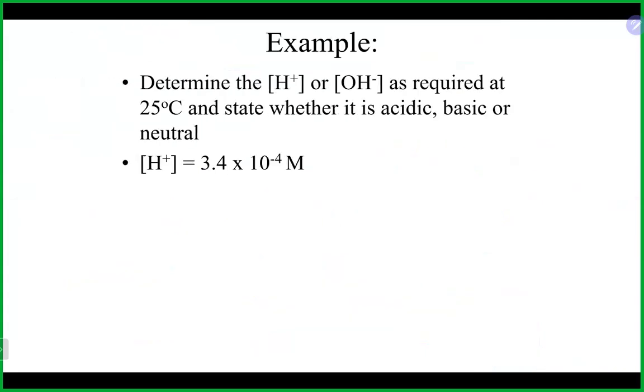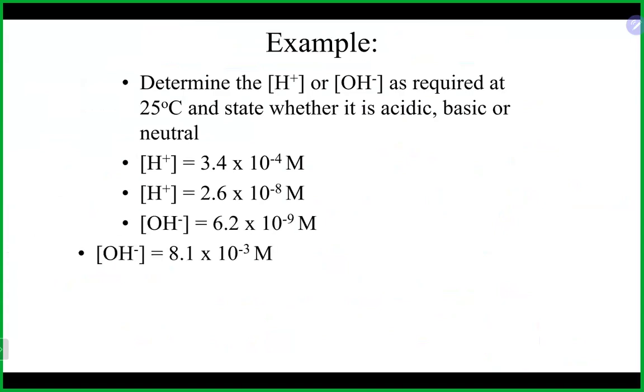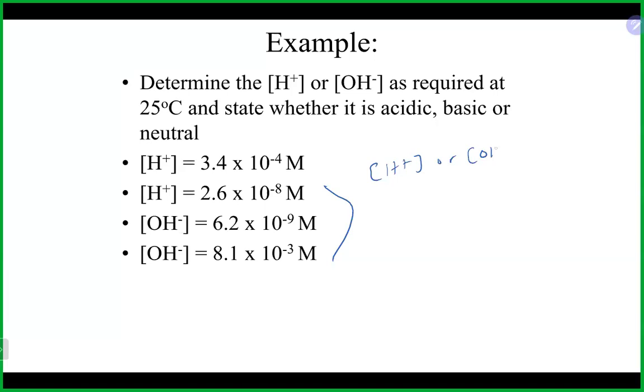All right, so I think we did the first one here. So why don't you do the others? And for these other three, we're looking for either the H plus or the OH minus, depending on which one's given to you. And is it acidic, basic, or neutral? So take a few moments for each of these and calculate what you come up with. So obviously for the first one here, we're looking for the OH minus. And we're looking for the H plus concentrations for the other two.